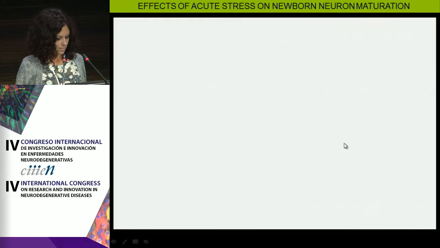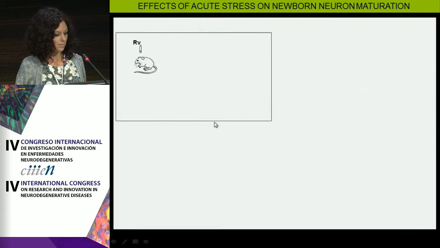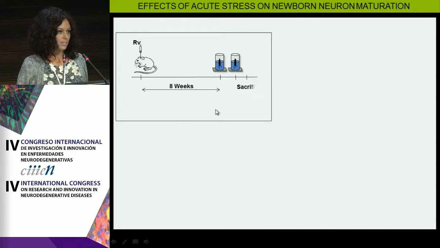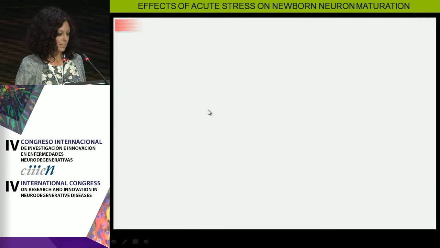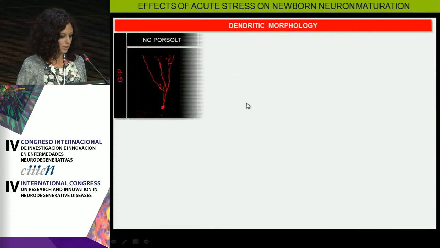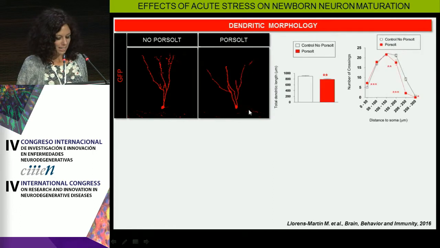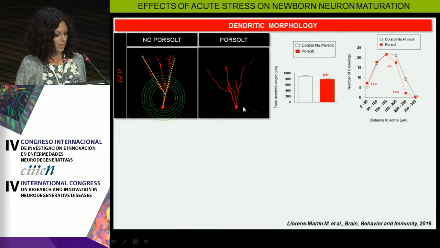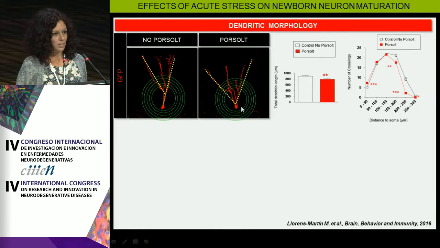So, first, in order to study the alterations in the newborn granule neurons triggered by acute stress, we used a GFP-expressing retrovirus that we injected in the hippocampus of wild-type mice, and 8 weeks later, we subjected the animals to the Porsolt test and then sacrificed them. First, we analyzed the morphology of these newborn granule neurons, and interestingly, acute stress altered the shape of the granule neurons. It also triggered the disappearance of the distal branching of the dendrites, as reflected by the Sholl analysis.